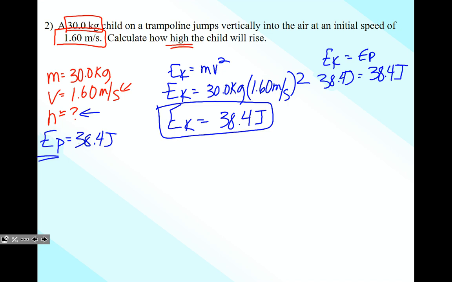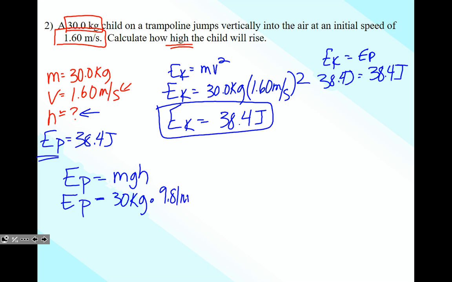So our EP, or our potential energy formula, I should say, mgh. EP is equal to our mass, which is 30 kilograms, times our 9.81 meters per second squared, times height, and that's what we're looking for, right, kiddos? So in this case here, I'm not going to manipulate my formula. I'm just going to go ahead and use algebra.